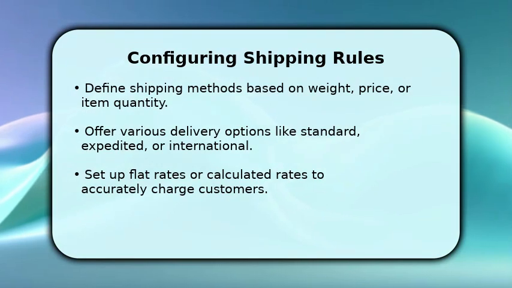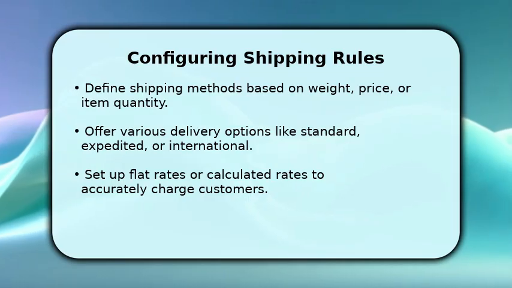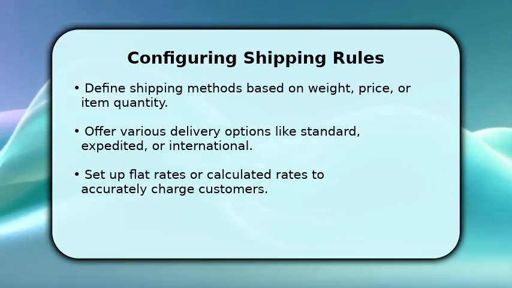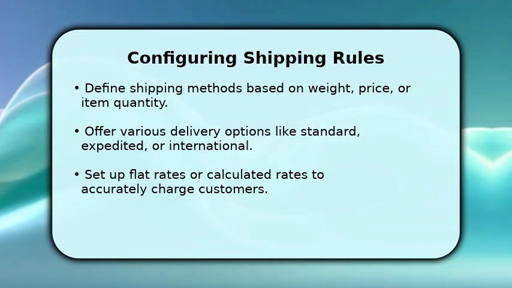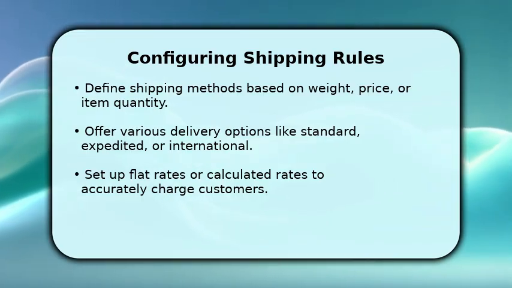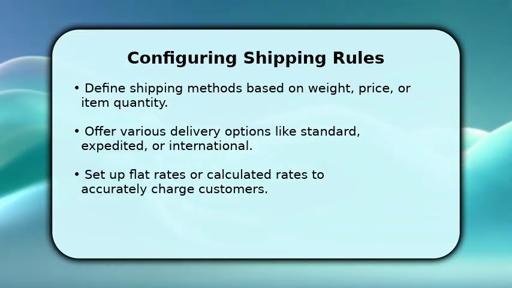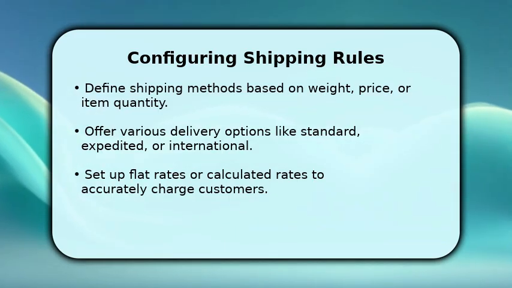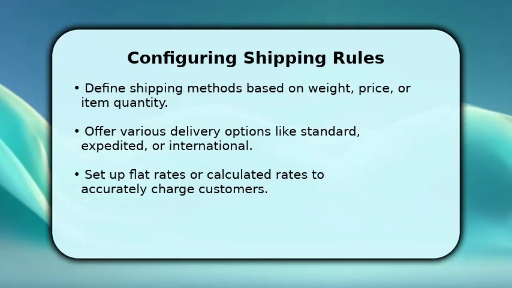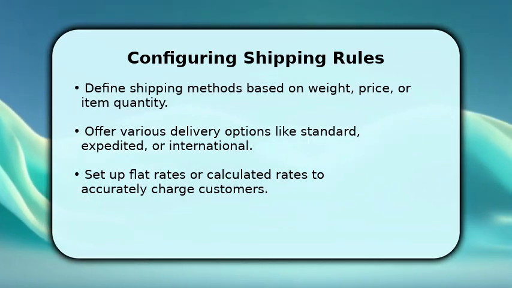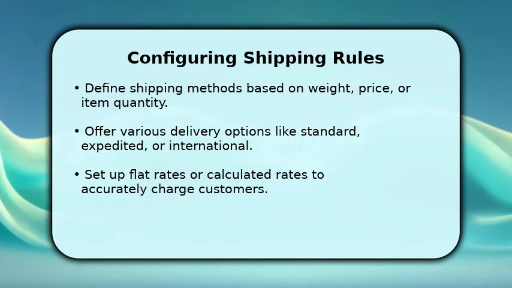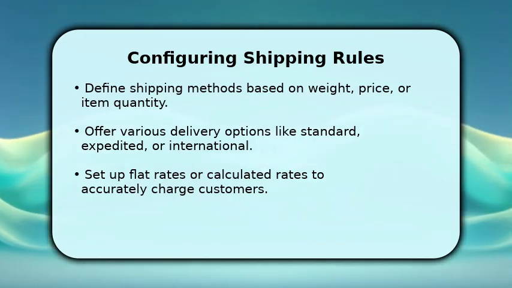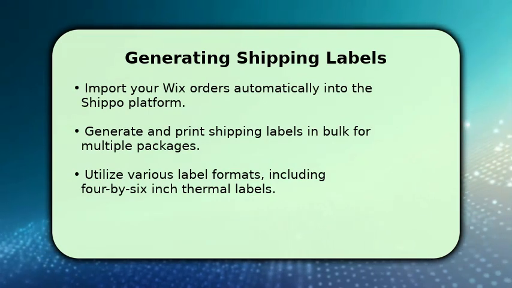Once connected, you can easily configure your shipping rules within Shippo. You have the flexibility to define shipping methods based on various criteria, such as the total weight of an order, its price, or even the number of items. This allows you to offer diverse delivery options, including standard, expedited, or international shipping. You can also set up precise flat rates or utilize calculated rates to ensure your customers are charged accurately for their shipments, enhancing transparency.